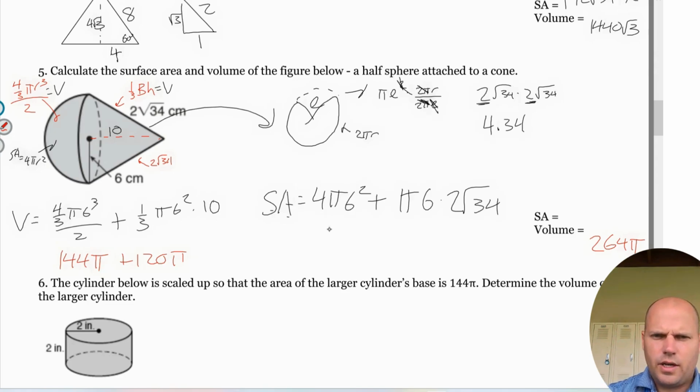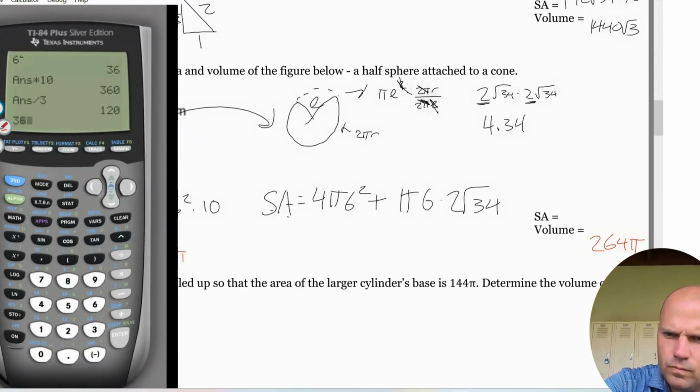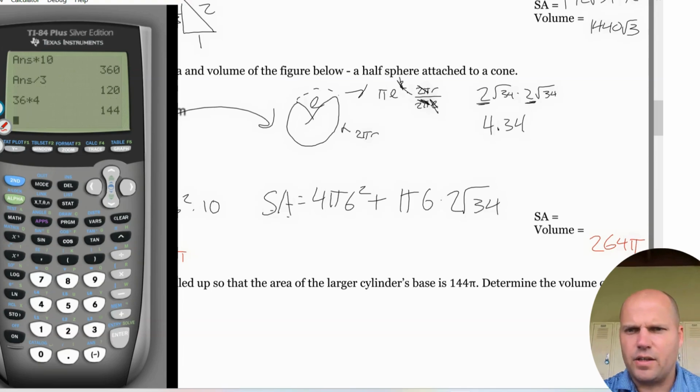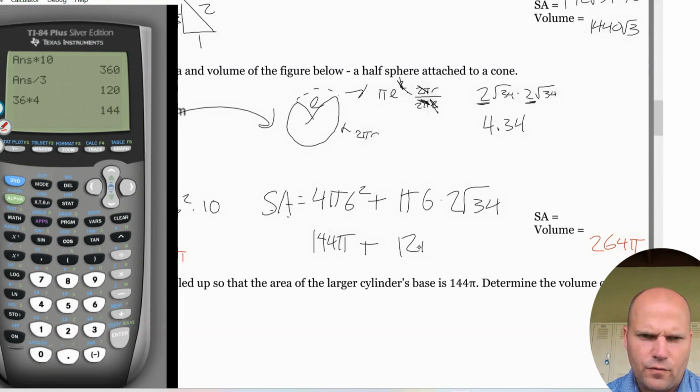So, anyways, 36 times 4. Bring your calculator to the test. 144 pi. √34 pi.